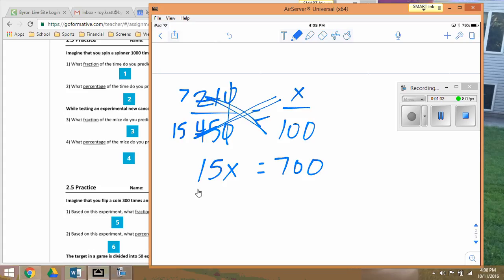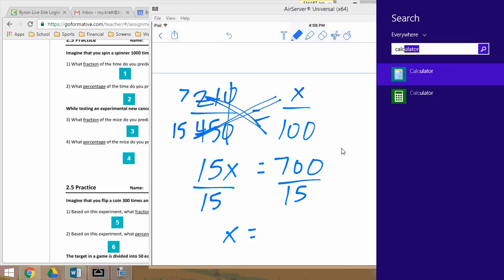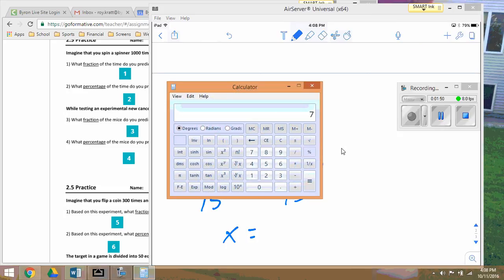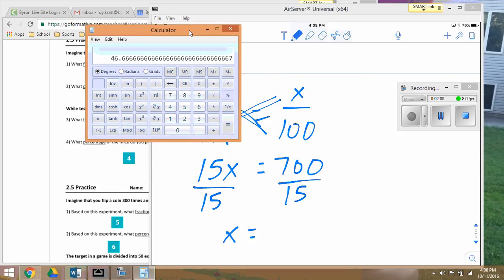Now at this point I just have to divide both sides by 15 to get my final answer for x. And when I go ahead and do, I'll grab my calculator, and when I do 700 divided by 15, I get 46.6666666. So what that ends up being is 46.7 if I round to the nearest tenth, or I can say 46.6 repeating percent.